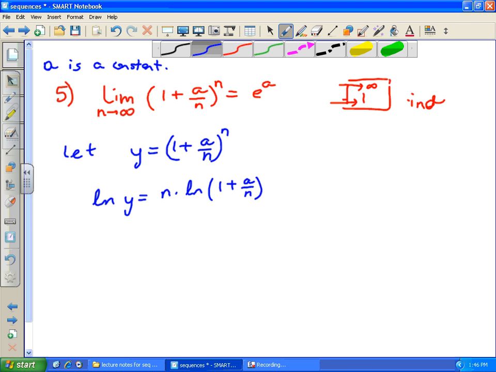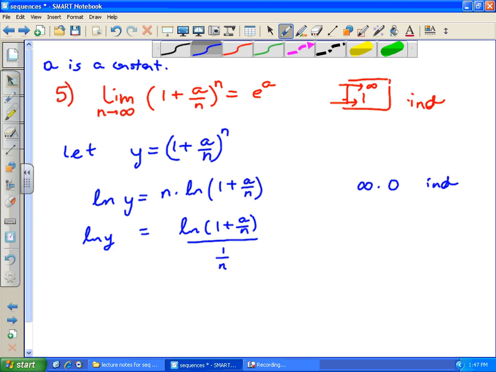Okay. Now what do we have? As n goes to infinity, we're going to have infinity times ln of 1, which is 0, still an indeterminate form. But anytime you have infinity times 0, you can rewrite it as 0 over 0 or infinity over infinity as follows. ln of 1 plus a over n, divided by 1 over n.